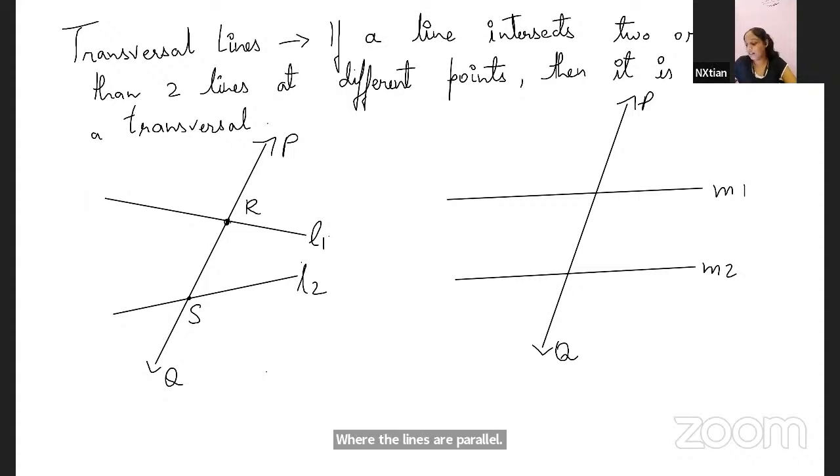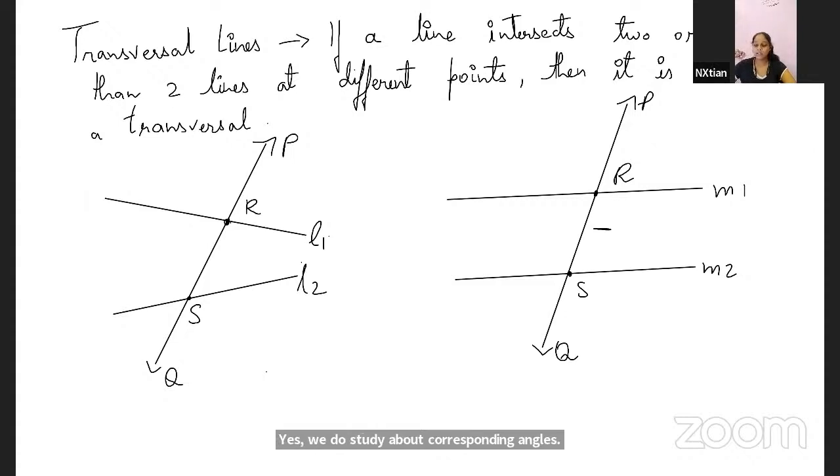Can I say the place below R is equal to the place where S is? The place below R is equal to the place where S is. Yes, ma'am, because of corresponding angles. Yes, we will study about corresponding angles.